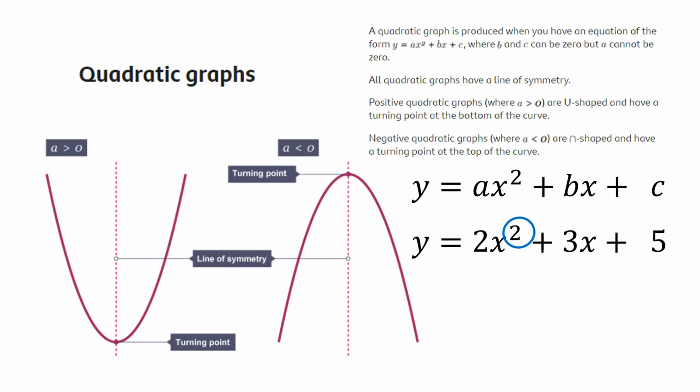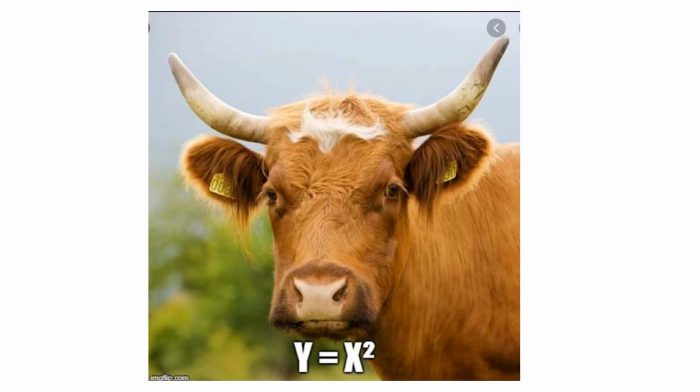y equals ax squared plus bx plus c, as I said before, is the general equation of a quadratic graph. The highest power of our variable is going to be squared, and that squared is what's going to produce this lovely curved shape. For every one y value that you have, you're going to have 2 x values. Here, the horns of the cow produce a quadratic curve.